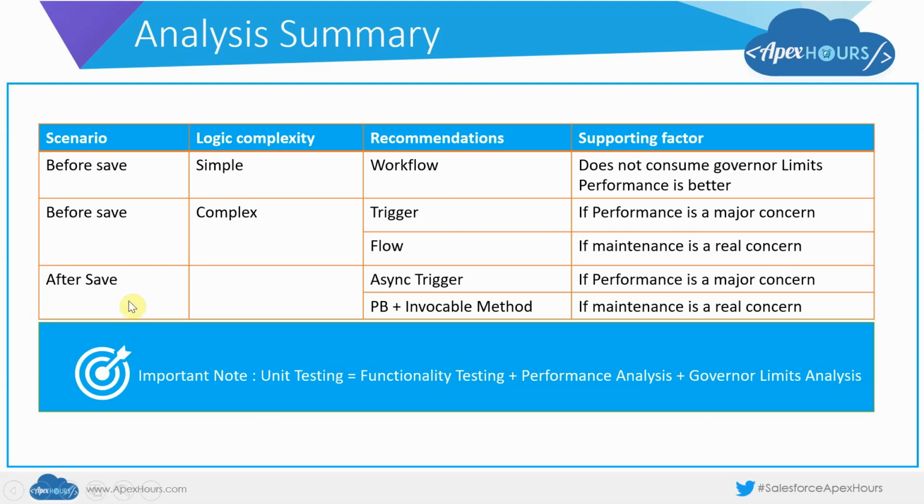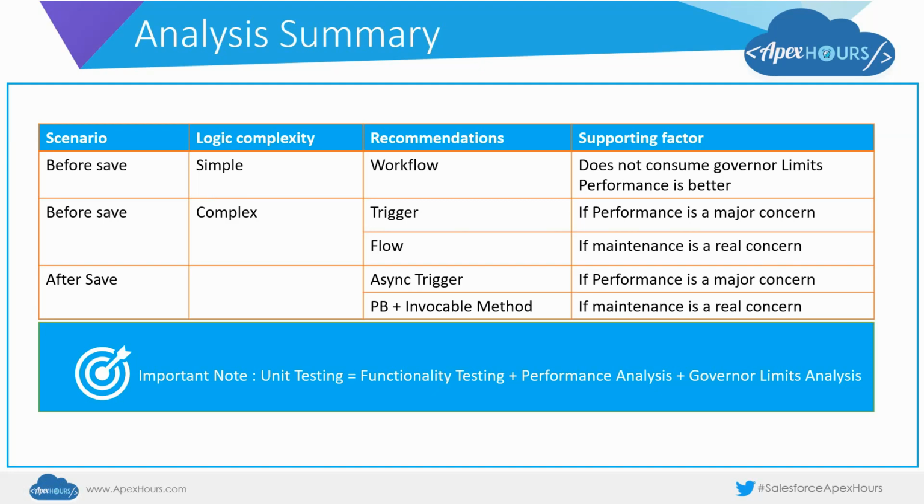Let us consider an after save scenario. In an after save scenario, if performance is your major concern, I would say an asynchronous trigger is the best solution for us if you are still within the transaction limit. Else you can go ahead with a PB plus invocable method, but please don't use a PB plus flow solution because it's consuming more SOQLs and the transaction time is also high.